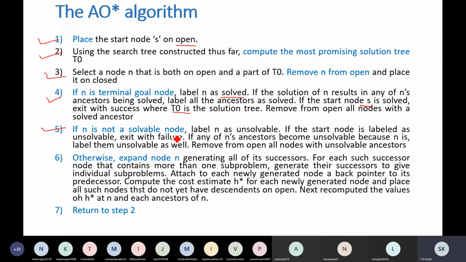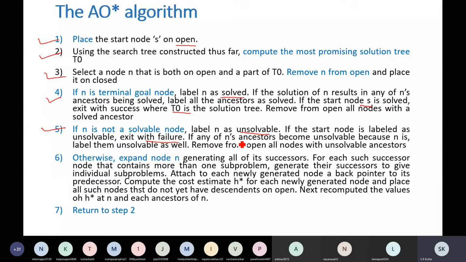Another possibility, N may not be a solvable node. If it is not solvable, it is unsolvable, so label that as unsolvable. I told you when a node will become unsolvable: if you cannot reach the goal or subgoal through that node. Sometimes that is possible, though the situations are rare. In that case, you label that node as unsolvable. If the start node becomes unsolvable, the algorithm will return failure.